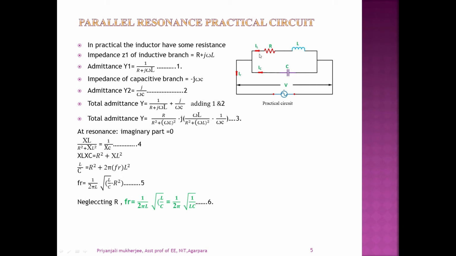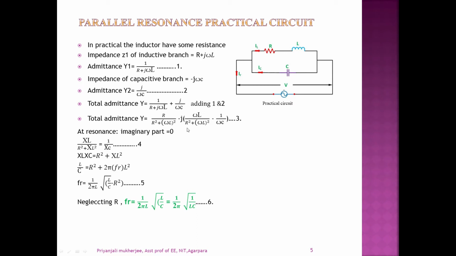So now, the admittance in the R and L branch is equal to 1 by (R plus j omega L), and the impedance of the capacitive branch is minus j by omega C, and the admittance is j omega C. The total admittance is the summation of the admittances of these two branches, and that becomes R by (R square plus omega L square) minus j into [omega L by (R square plus omega L square) minus omega C].